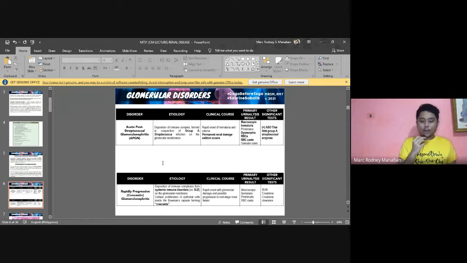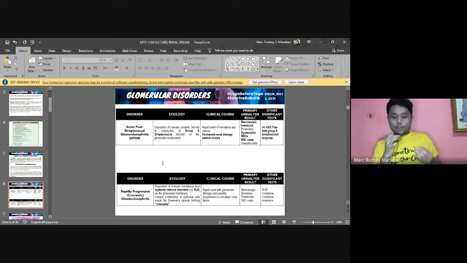All right. So for the clinical course, of course, it's rapid onset of hematuria and edema. So there could be bleeding because again, there's damage of the glomerulus, and because there's damage of the glomerulus, there could be proteinuria. So therefore, edema. But thankfully, it rarely progresses to chronic glomerulonephritis, rarely, and permanent renal damage seldom occurs.